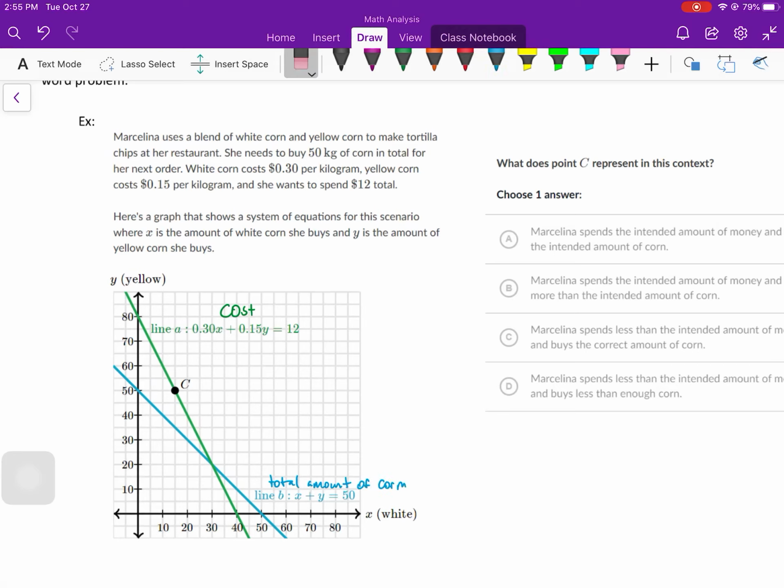So guess what? If our point was ever below that blue line, since the blue line is the total amount of corn, if we had a point below it, that would mean we bought less than the intended amount of corn. But if we have a point above it, that means we bought more than the intended amount of corn. And if we have a point on the line, that's exactly the amount of corn we intended to buy. So with this point C, this means that we have more than the corn we need.